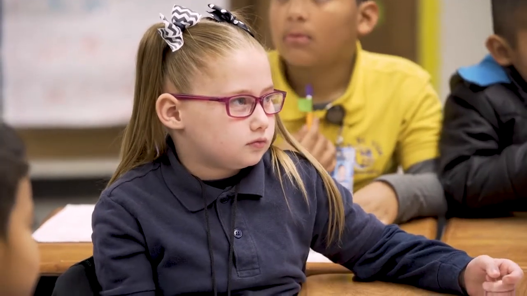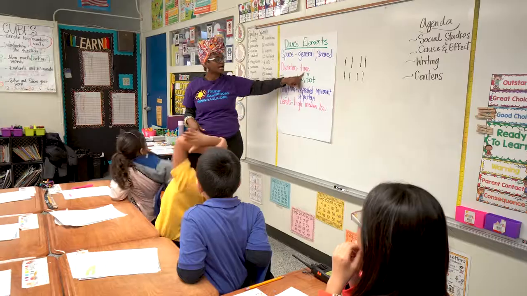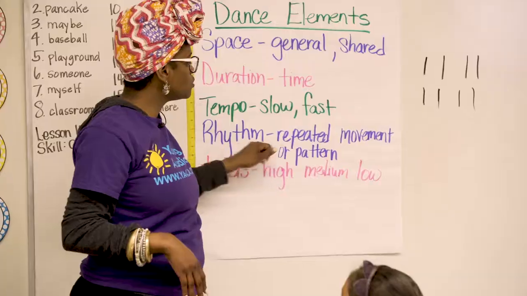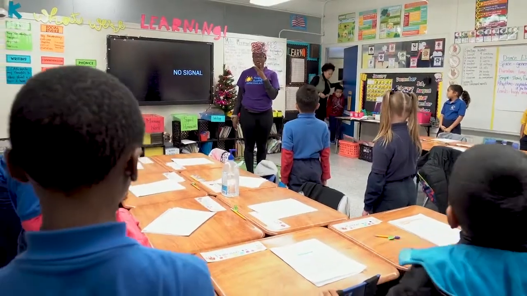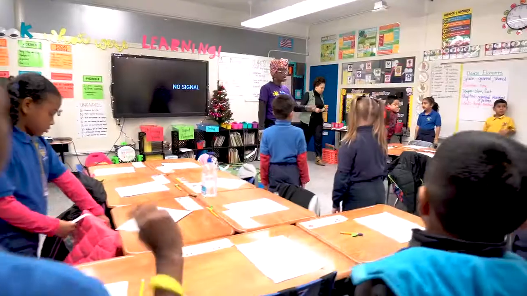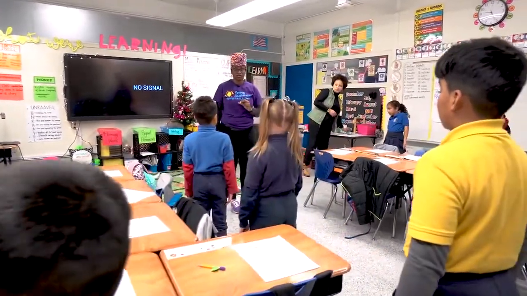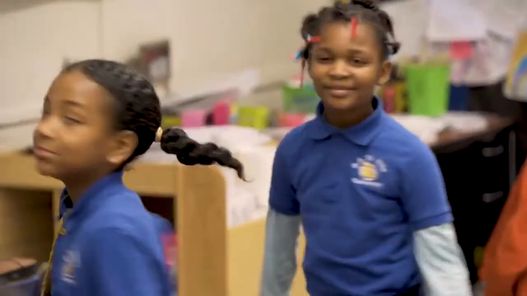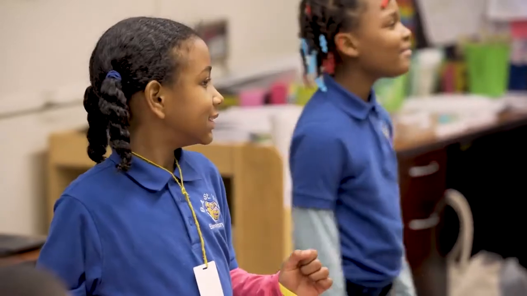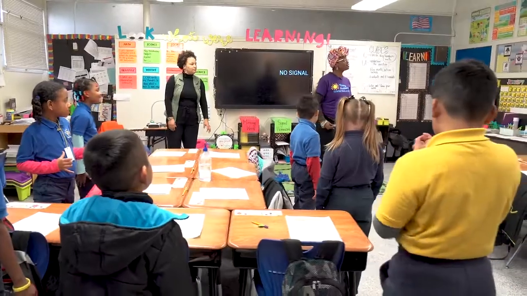The second day, I do a skill building with the kids with the key dance elements of space, tempo, duration, rhythm, and levels. There's two different types of space. There's general space and there's shared space. So general space is when we move in our own personal space. So you're gonna freestyle in your own personal space. Go freestyle, and freeze. And then you're gonna freestyle shared space.